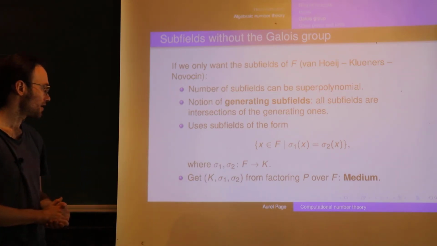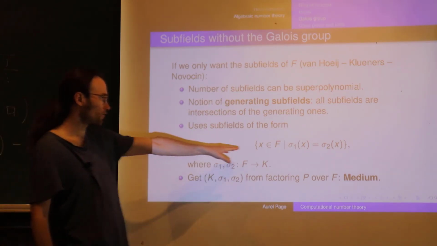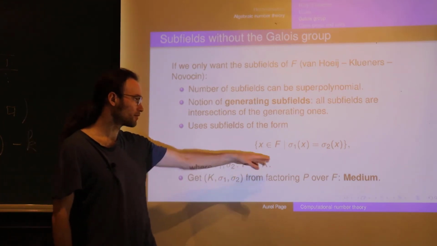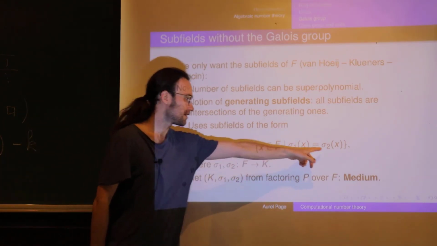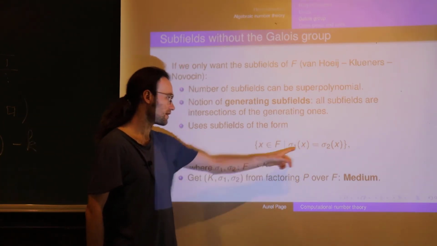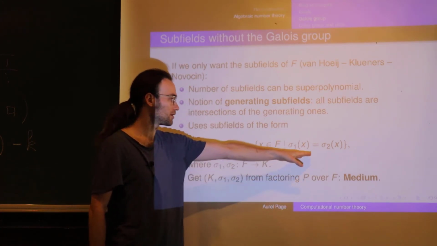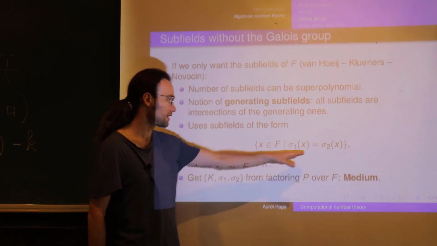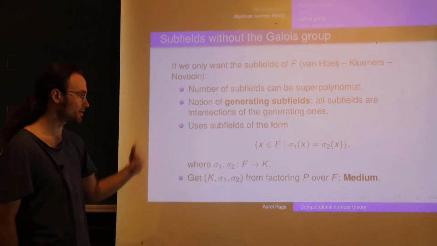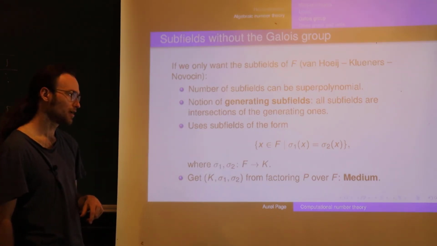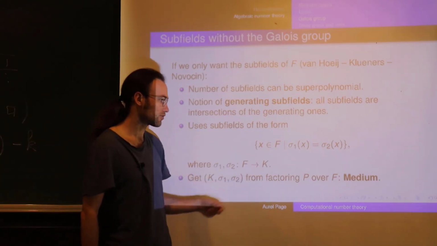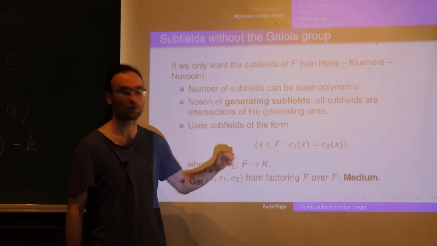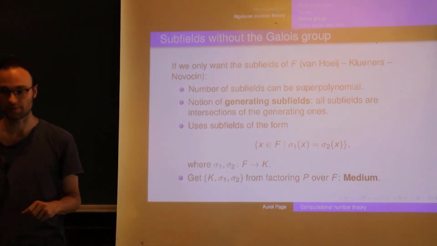Okay? And it uses subfields of a special form: the set of elements such that two morphisms to another field actually agree on this element. It's quite easy to see that this is a subfield, and this is the type of fields that you want to consider. And this is, again, something that you can obtain from polynomial factorization, so polynomial time.